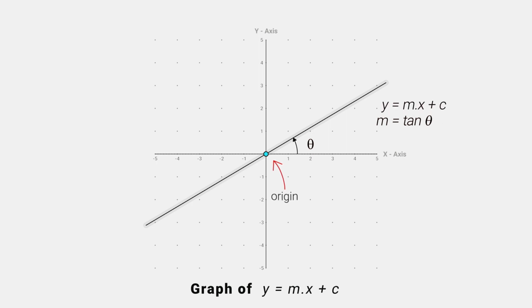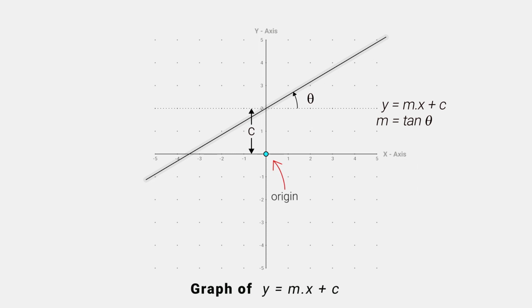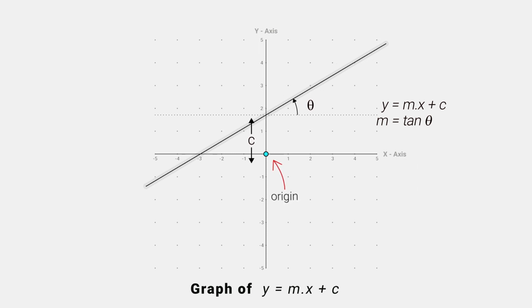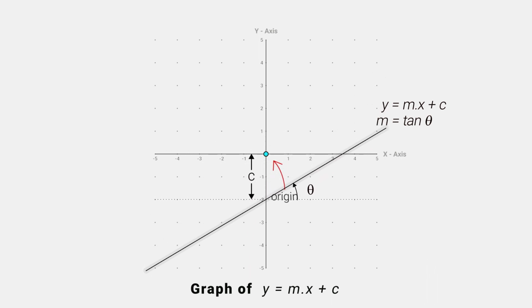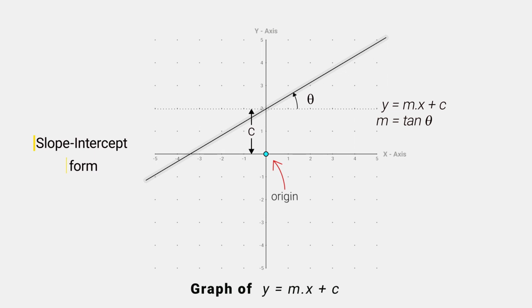If we add some constant c to this equation, then the graph of this equation shifts upward if c is positive and downward if c is negative. This form of line is known as slope-intercept form.